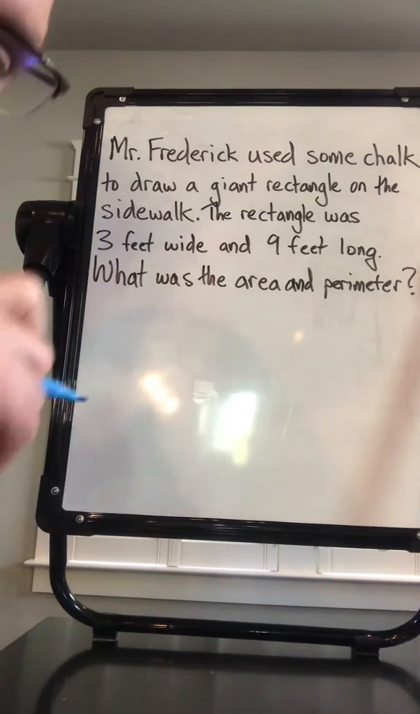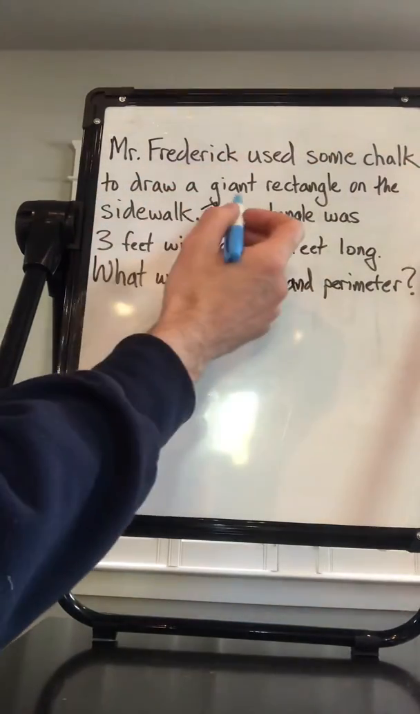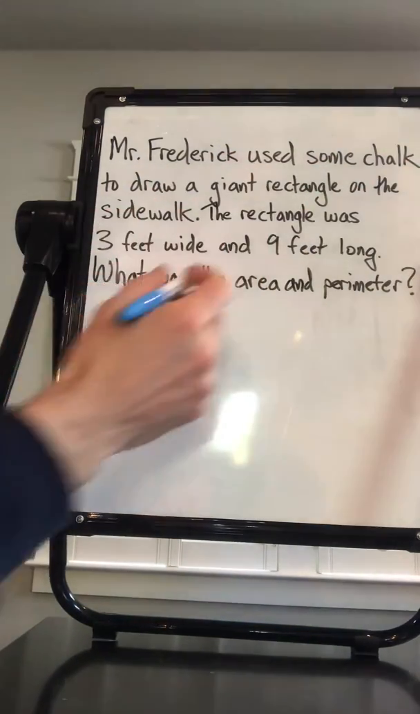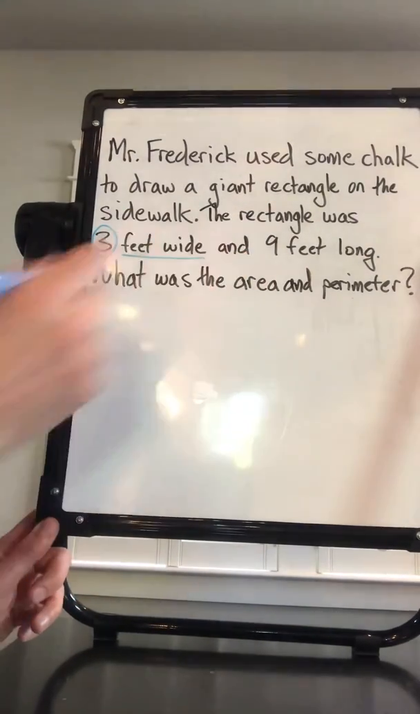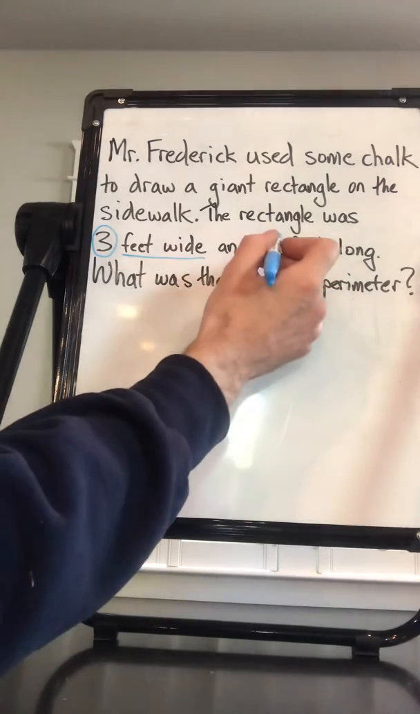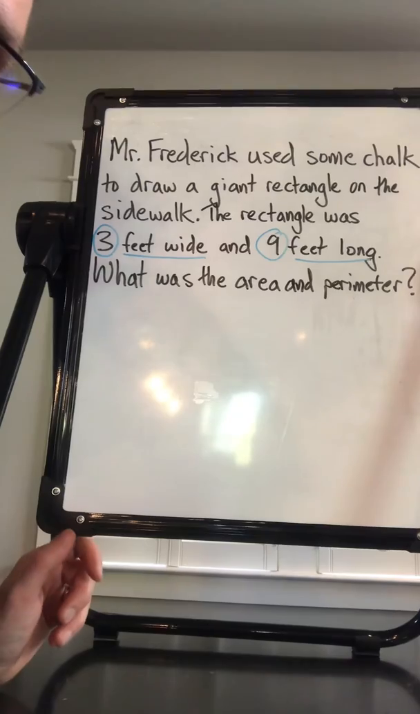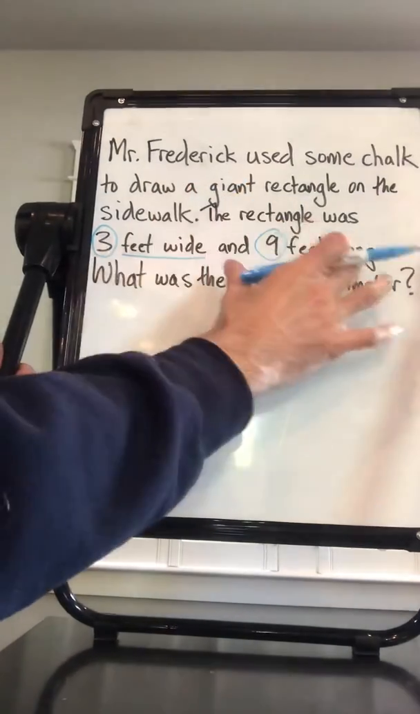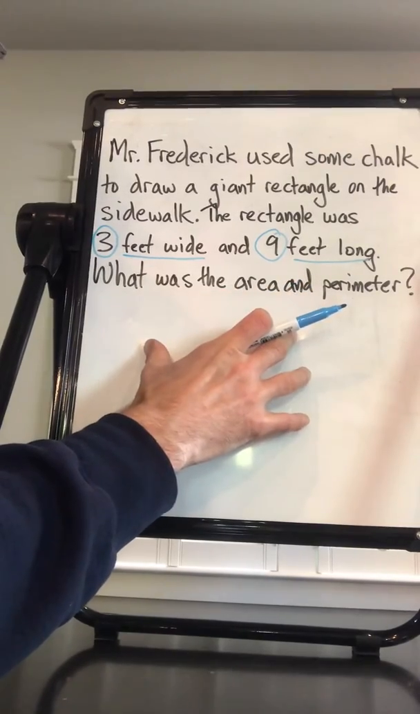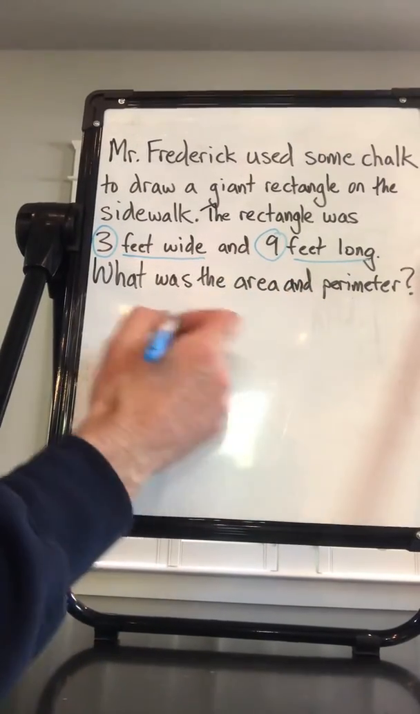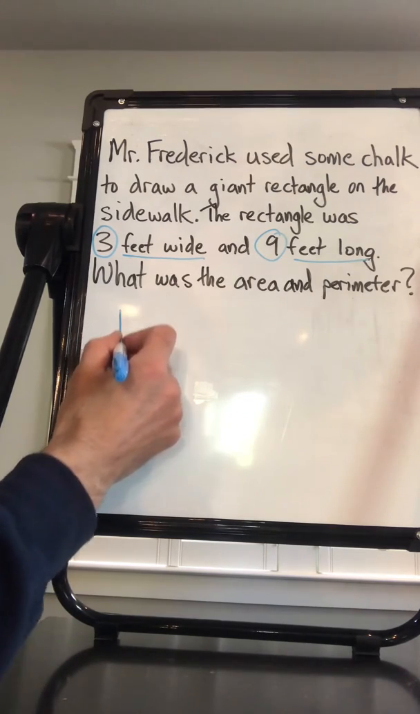All right, we're back. Let's solve our problem of the day. So this problem said that Mr. Frederick used some chalk to draw a giant rectangle on the sidewalk. The rectangle was 3 feet wide. That's really important. And 9 feet long. What was the area and the perimeter? Now, whenever you get an area and perimeter problem, if the problem doesn't have a picture for you to work off of, go ahead and draw that, because that will make it much easier. So I'm going to draw this problem and then work on solving it.